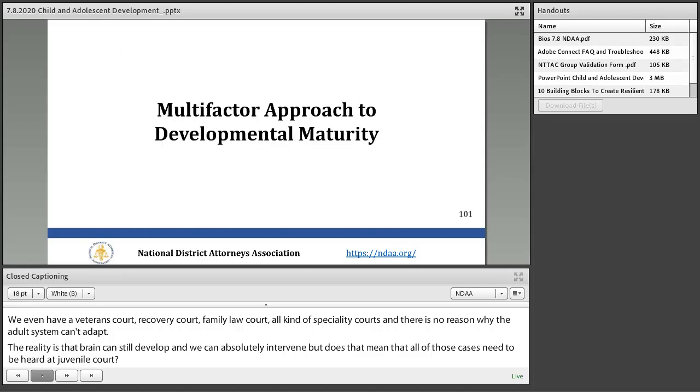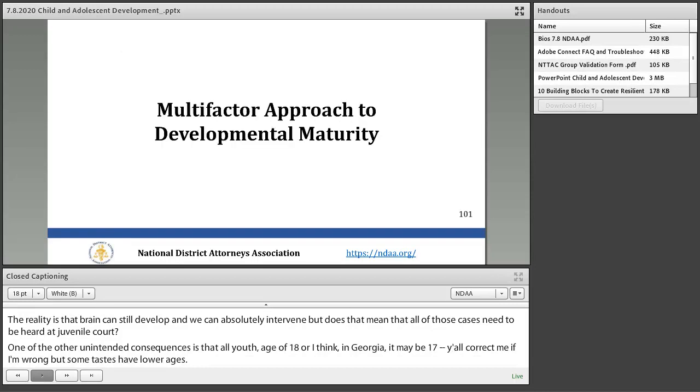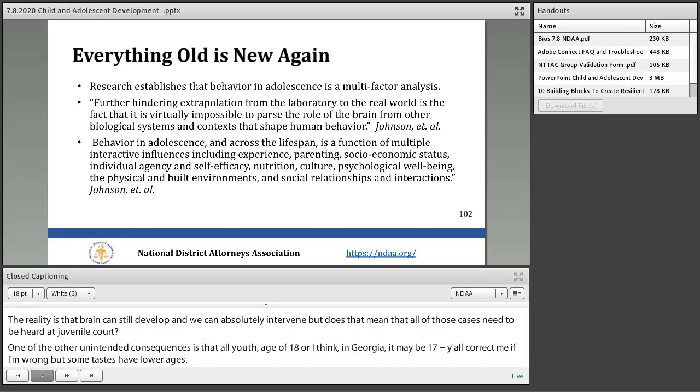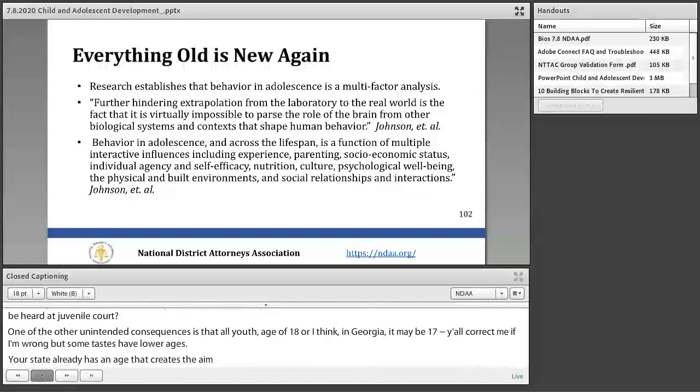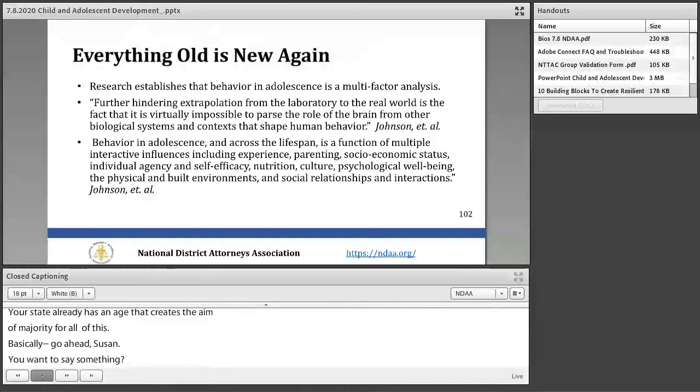One of the other unintended consequences is we almost all use age 18, or I think in Georgia, it may be 17, y'all correct me if I'm wrong, but some of the states actually have lower ages. Your state already has an age that creates the age of maturity or majority for all of this. So basically what we're saying, and I love this.